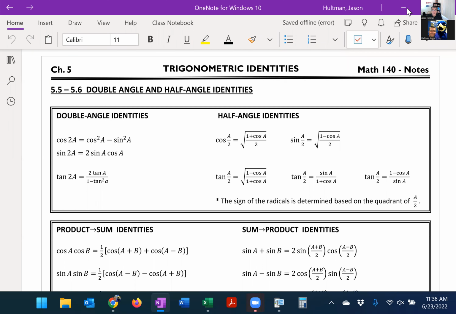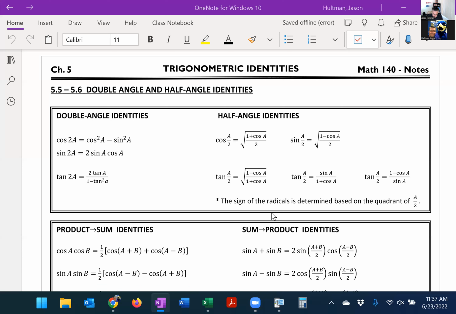Hey, welcome back, students. We're going to do sections 5.5 and 5.6, double angle and half angle identities. So the double angle identities are cosine of 2A is equal to cosine squared A minus sine squared A. The sine of 2A, 2 times the angle, is 2 times the sine of the original angle times the cosine of the original angle.